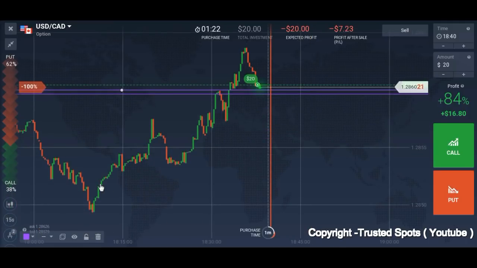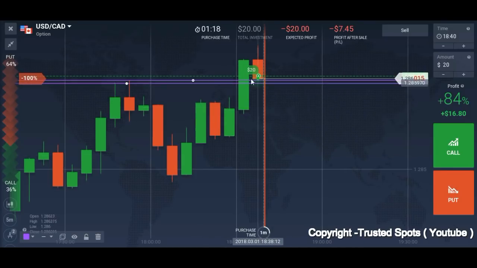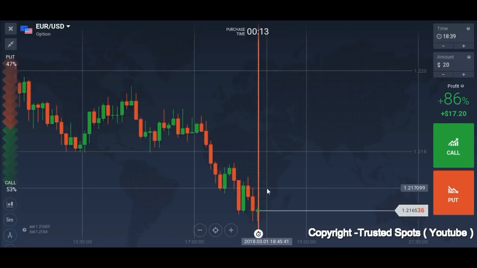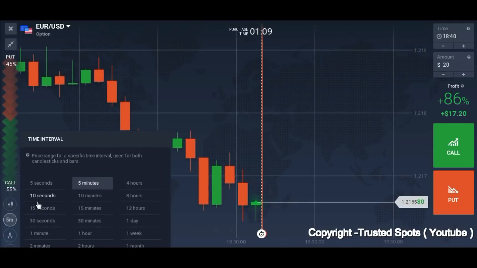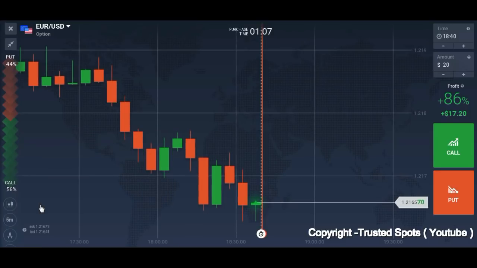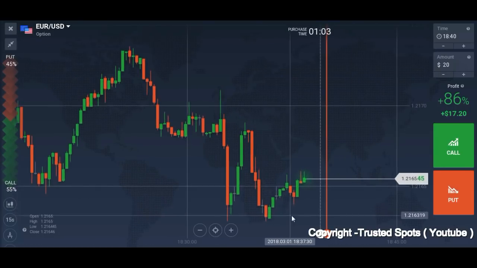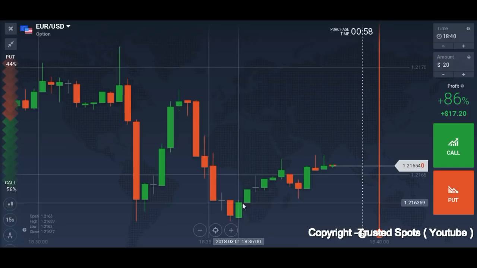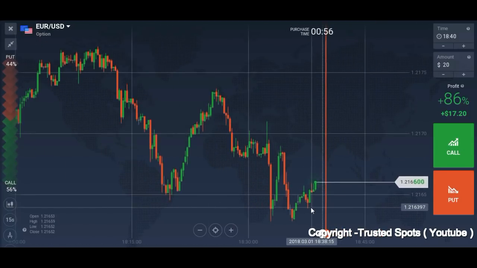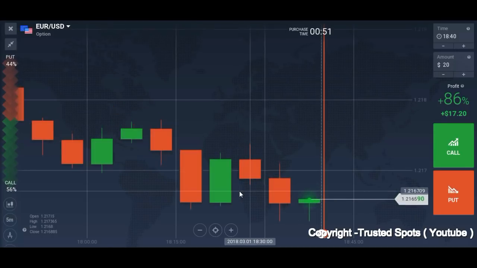Now let's try to find another trade, as we have placed the trade here. So let's find out another chart, and here we also have a trading opportunity. Let me check in the 15-second chart. We kind of missed the trading opportunity actually. If we had placed our trade here, we would have won the trade.